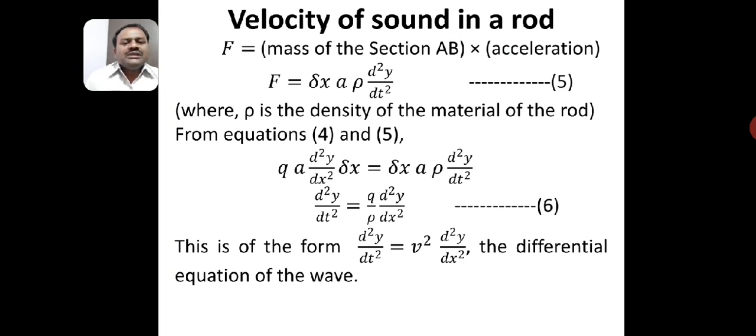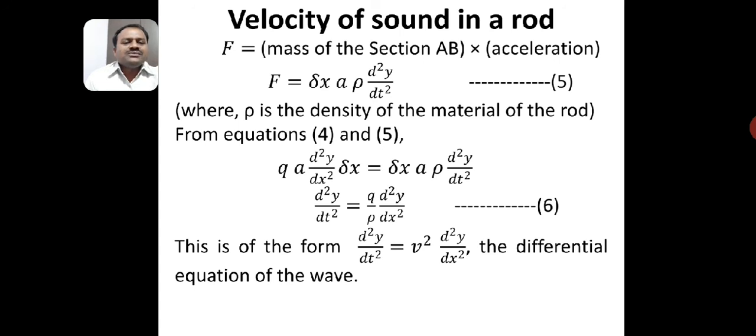Now both equation 4 and equation 5 represent the force acting on the section of the rod between the layers A and B. If we equate those two, on both sides we have A and delta x as common. You can cancel that, and if we take rho to the left hand side, we get d square y by dt square as Q by rho into d square y by dx square. This equation is of the form d square y by dt square equal to v square into d square y by dx square. That is the differential equation of the wave.